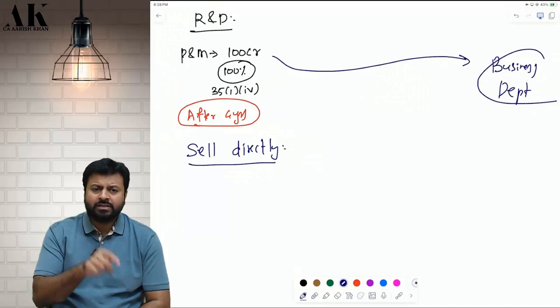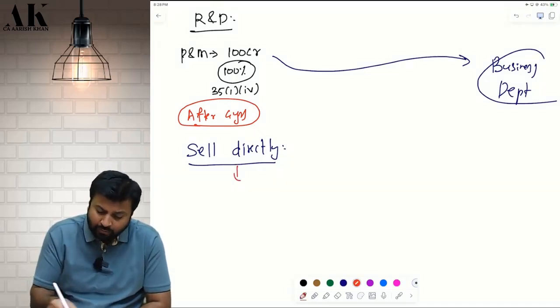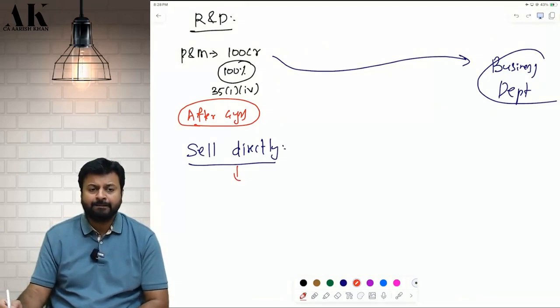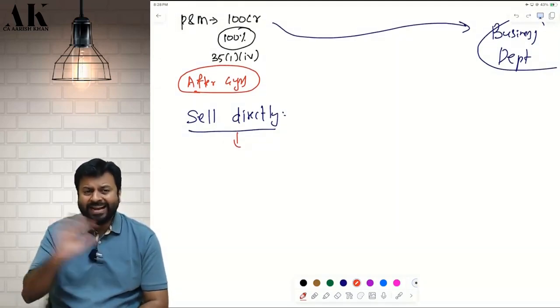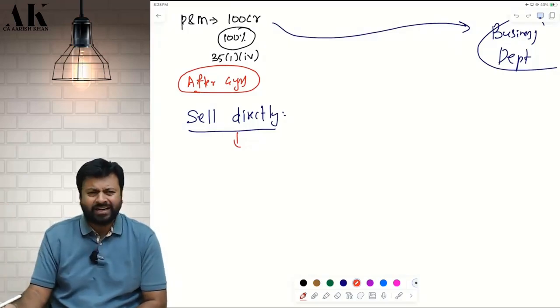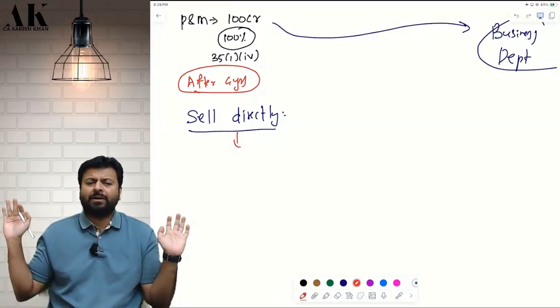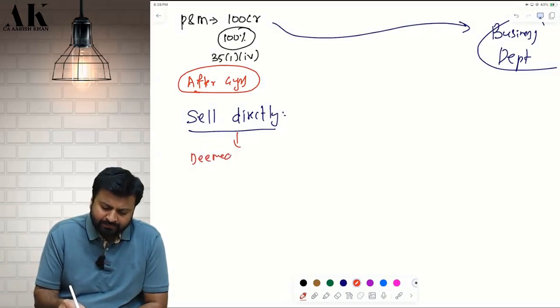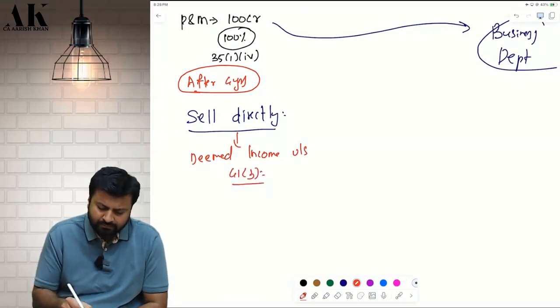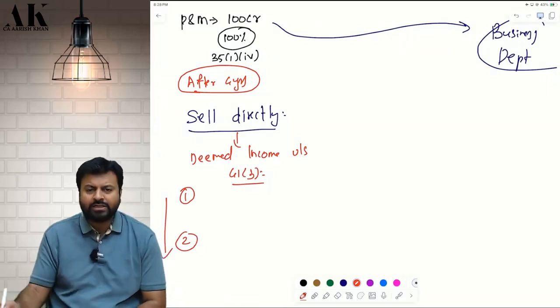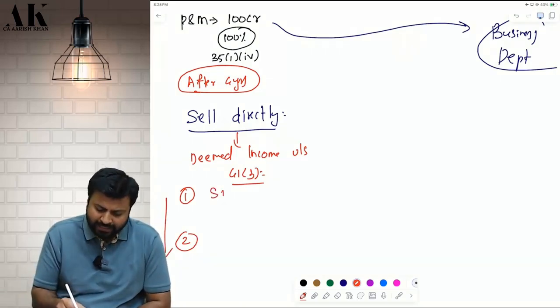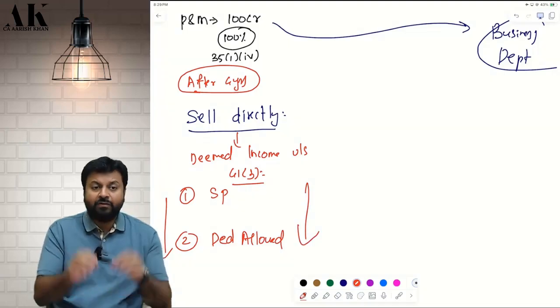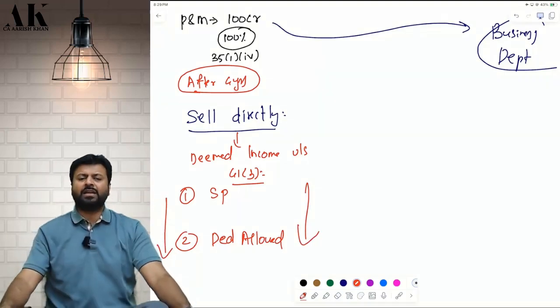Now the tax treatment changes in both cases. If I directly sell without using it for business, I'm not sending it to the business, I'm directly selling from the R&D department, then you have to pay deemed income tax because you are selling it. Deemed income under section 41(3). And deemed income will be the lower of the two amounts: the selling price of the asset compared with the deduction allowed earlier. Whichever is lower will be deemed income if you directly sell from the R&D department. Are you clear?